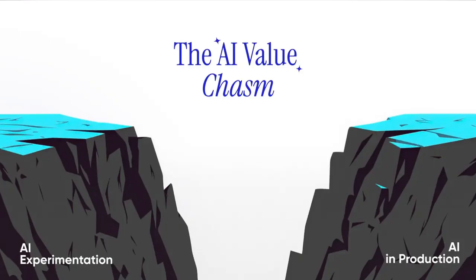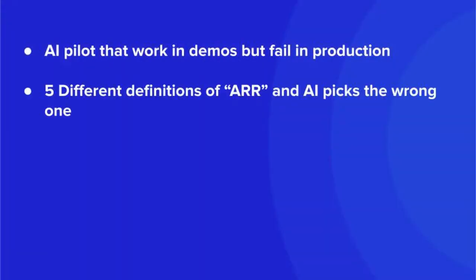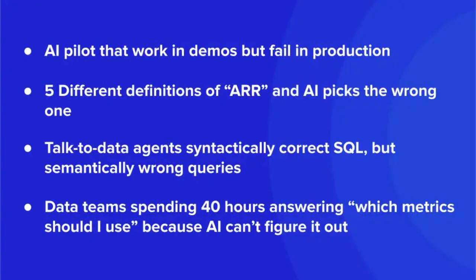When teams jump straight from data to AI, they fall into what we call the AI value chasm. We see this pattern consistently. AI pilots that work in demos but fail in production. There are 5 different definitions of ARR across finance, sales, and product, and AI picks the wrong one. The talk to data agents generate syntactically correct SQL but semantically wrong queries, and data teams spend 40 hours a week answering which metric should I use because AI can't figure it out.